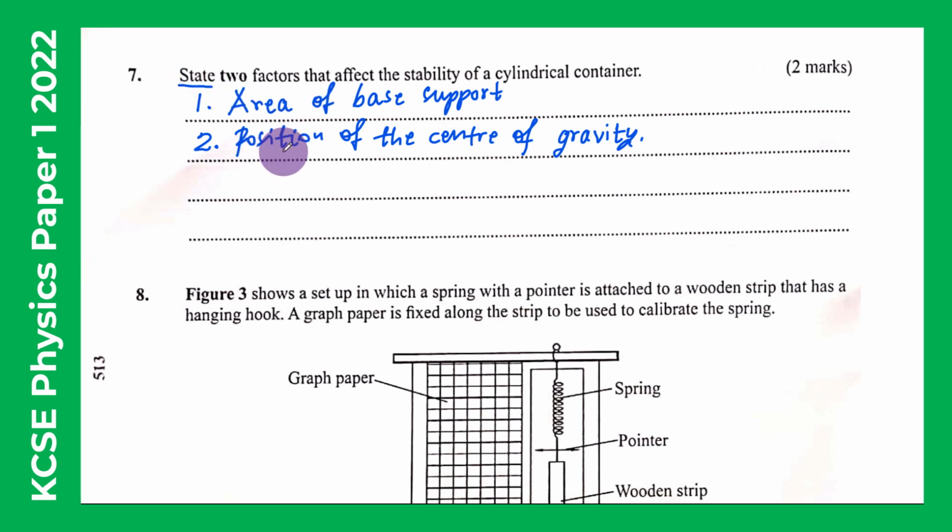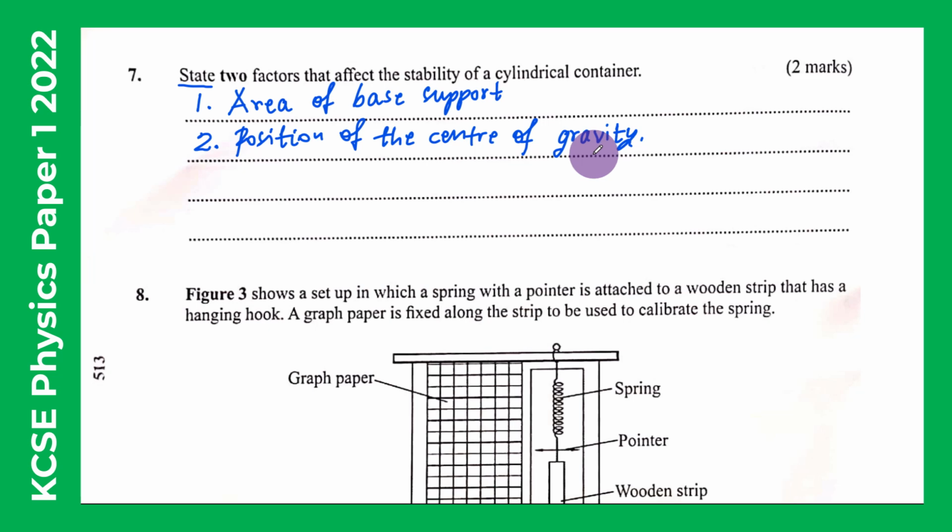The other one is the position of the center of gravity. Is it high? Is it low? Again, we just need to state the factor, position of the center of gravity. If you're required to explain, then that one is totally a different question altogether, because if the question was state and explain, you will say position of the center of gravity. By doing that, you have stated.